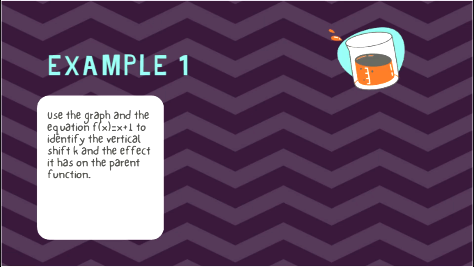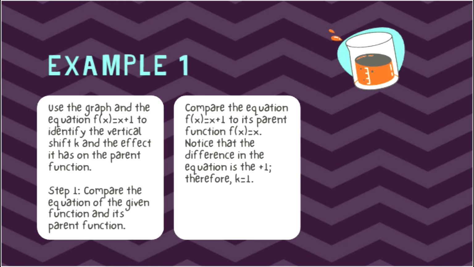Here's example 1. Use the graph and the equation f of x equals x plus 1 to identify the vertical shift k and the effect it has on the parent function. Okay, so step 1, compare the equation of the given function and its parent function. So this is the given function, this is the translated one, and its parent function does not have this plus 1. So the difference is that the translated function has plus 1, therefore k equals 1. Pretty straightforward. Okay, k equals whatever this number is. You need to add the sign in. That's the only thing that might trip you up.